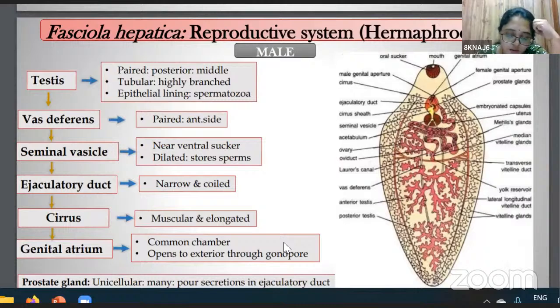Right. So what happens is, testes are a pair of highly ramified, tubular structures, located one behind the other at the posterior part of the body. The wall of the testis consists of the germinal epithelium.